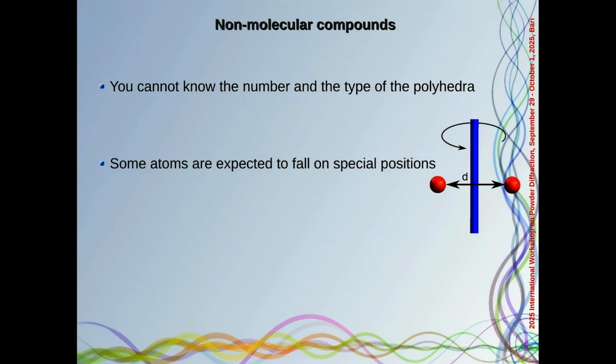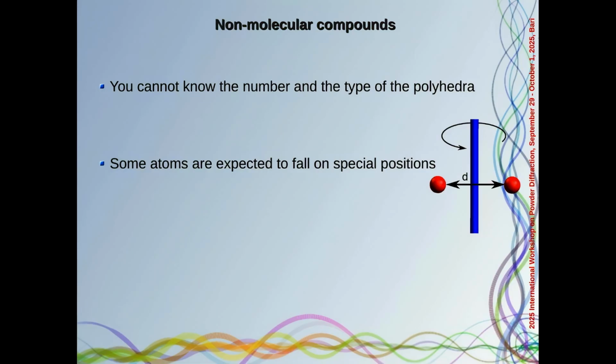Another problem is that non-molecular compounds tend to crystallize in high symmetry, and in high symmetry some atoms can lie on a special position, and in general you don't know which atom will lie on a special position. So it's important that the algorithm must be made able to automatically locate which atoms will fall on a special position.